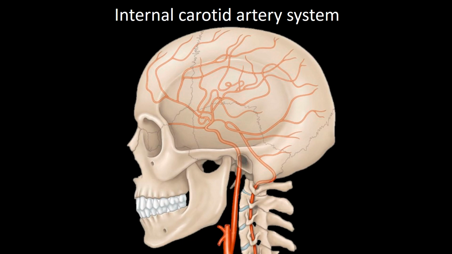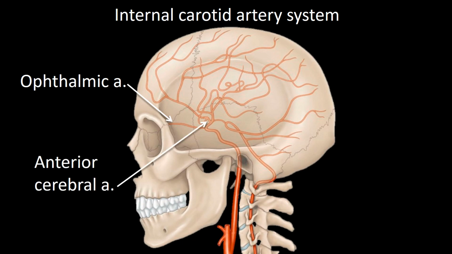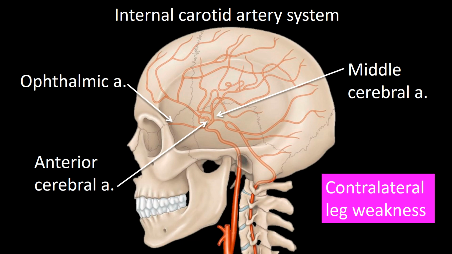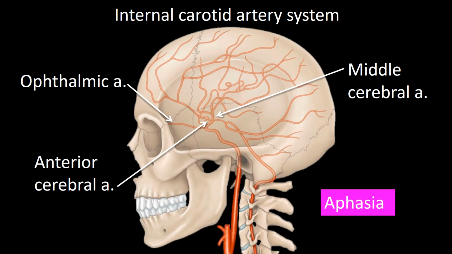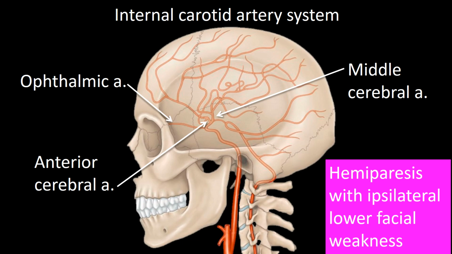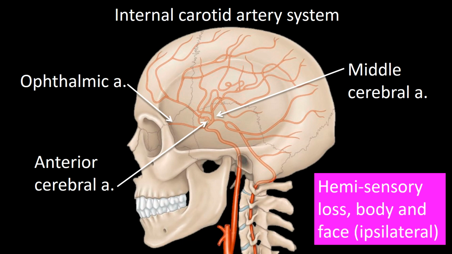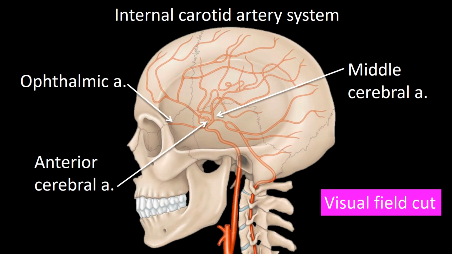The main arteries in the internal carotid artery system are the ophthalmic artery, the first clinically significant branch of the intracranial internal carotid artery, the anterior cerebral artery, and the middle cerebral artery. Involvement of these arteries will produce monocular blindness if the ophthalmic artery is involved, contralateral leg weakness, aphasia, hemiparesis with ipsilateral lower facial weakness, hemiparesis with contralateral gaze preference, hemisensory loss involving the body and face ipsilaterally, dysarthria, and visual field cuts.